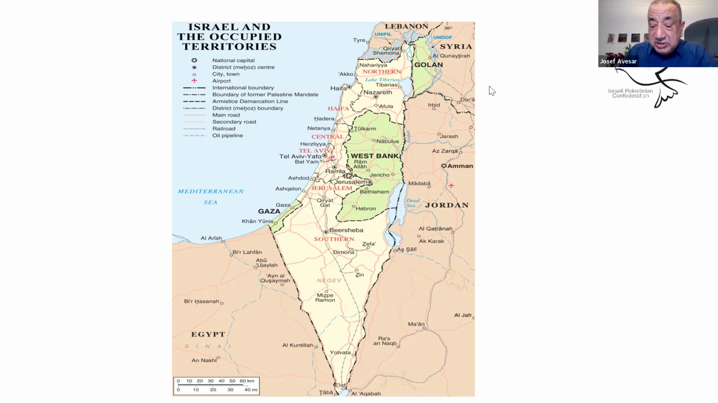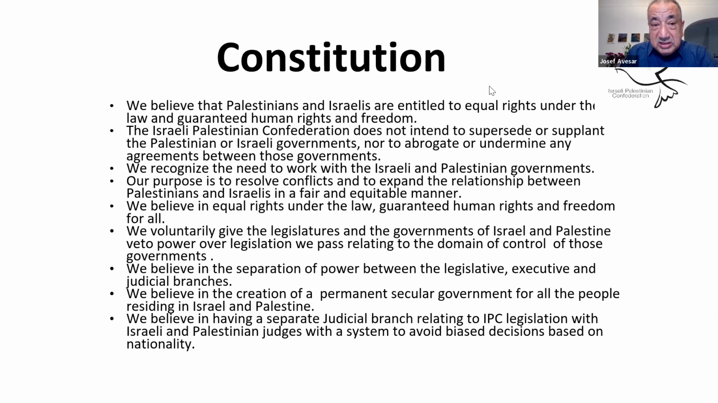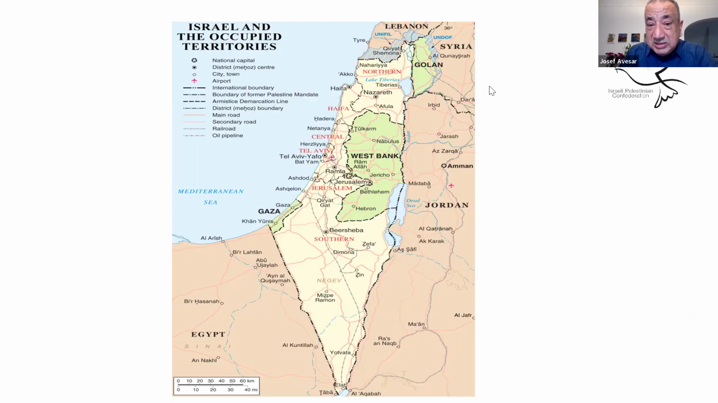Now, remember, some of the districts may be mixed districts, okay? They're not necessarily Israeli or Palestinian. They may be a mixed district. You can choose to be this, but I'm asking for you to have an intellectual honesty and remain in your capacity as either Palestinian or Israeli parliament member.